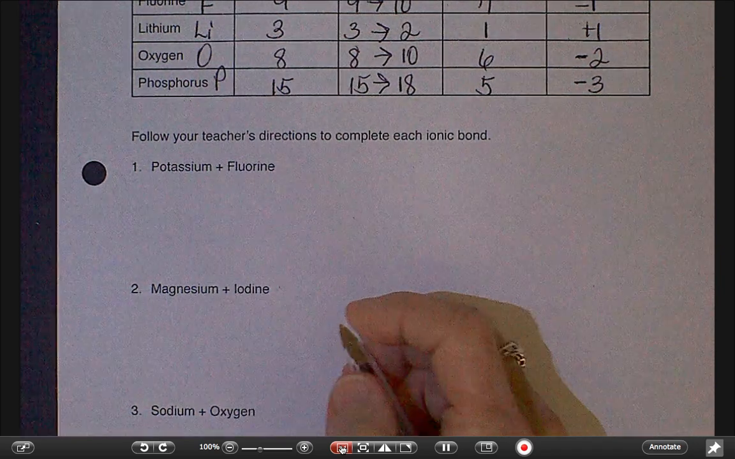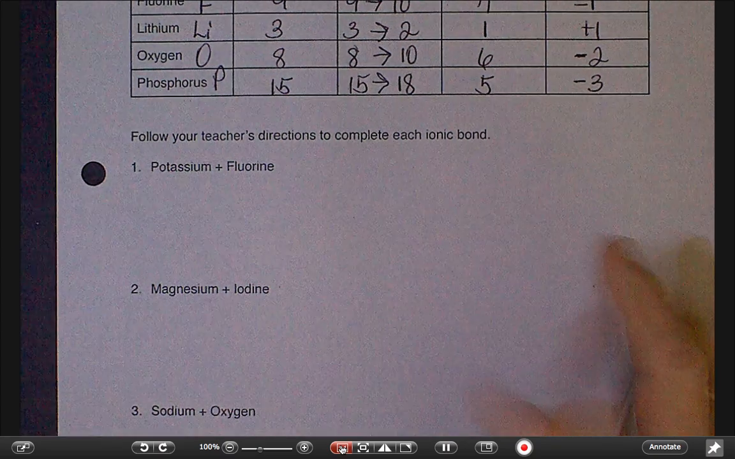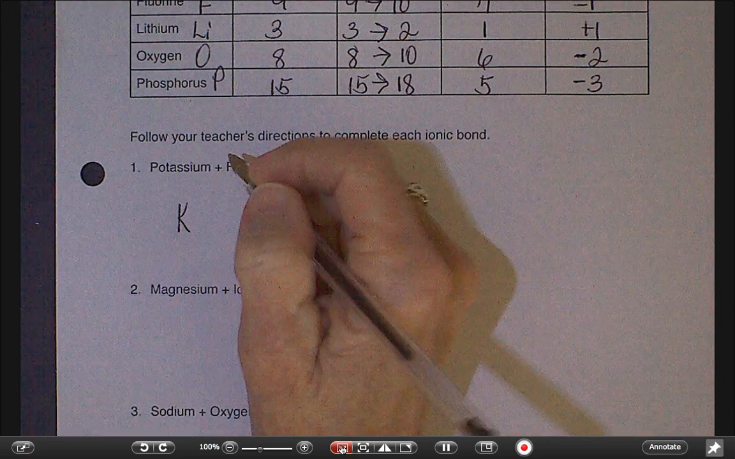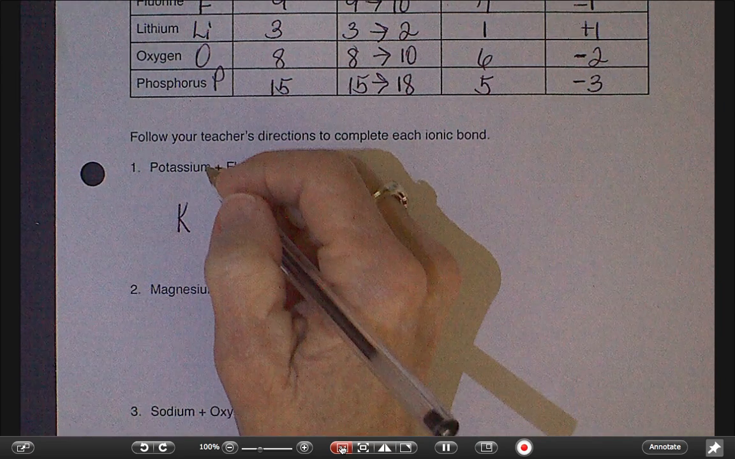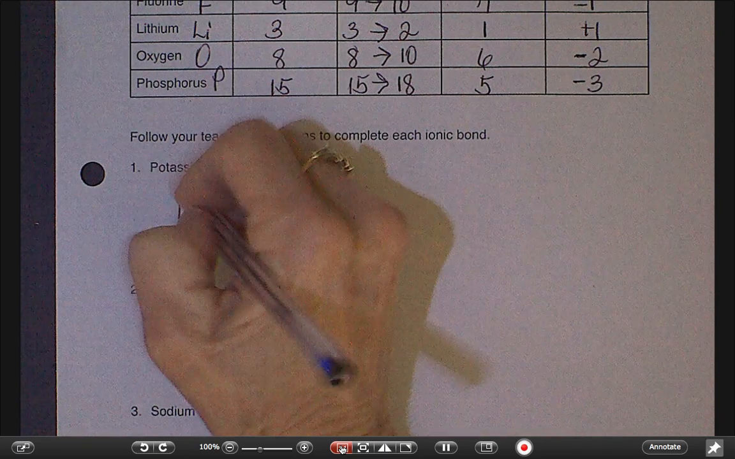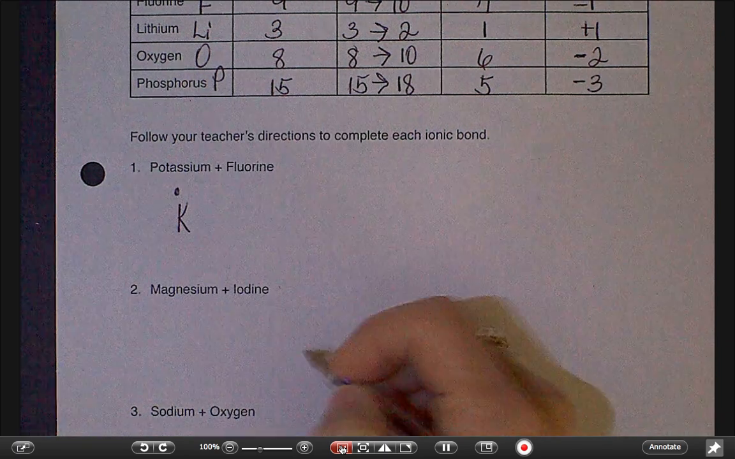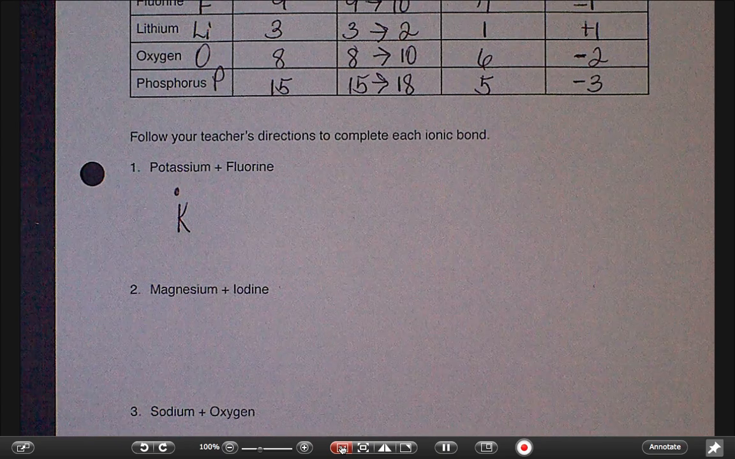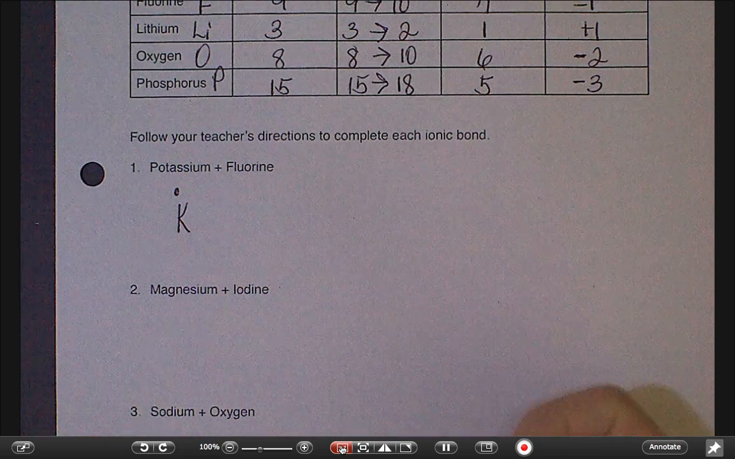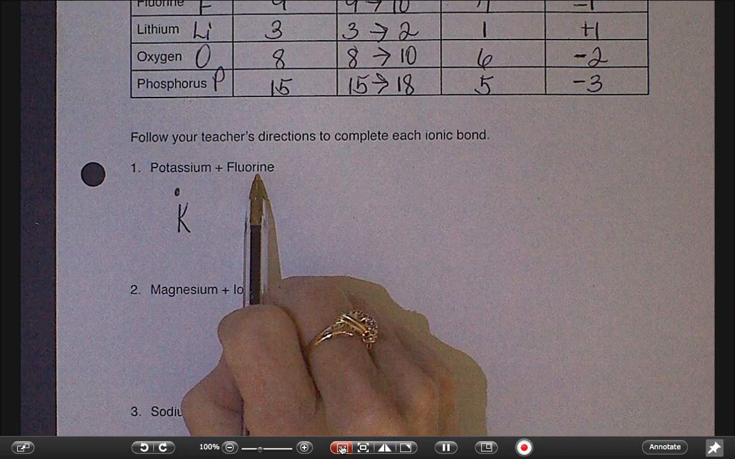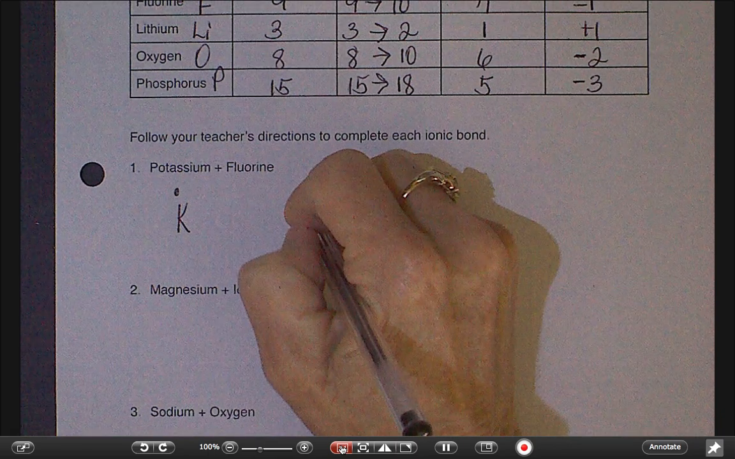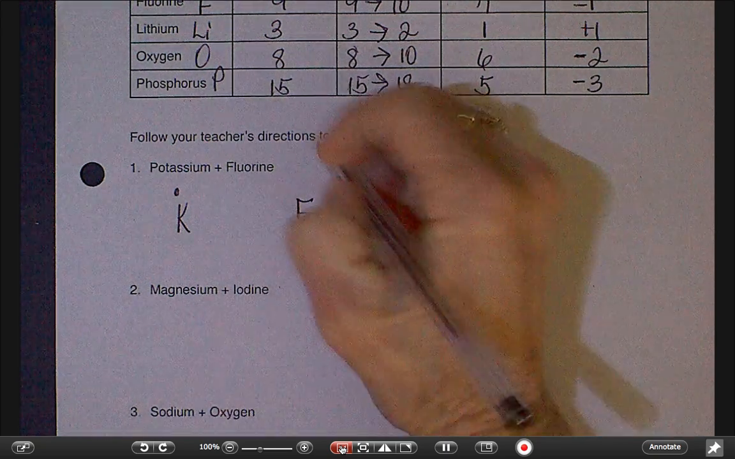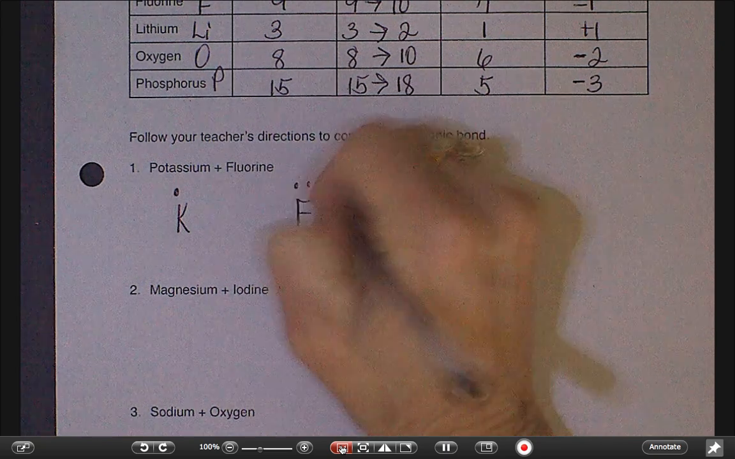What is the Lewis dot structure for potassium? K. How many valence electrons does K have? 1. So 1 dot. It's in group 1. I was looking at phosphorus. That's all right. I screw up all the time. Fluorine. Who are we bonding with? Fluorine. So put your F over here. What group does F live in? 7. So how many dots does it get? 7.